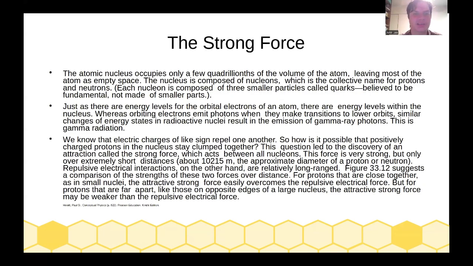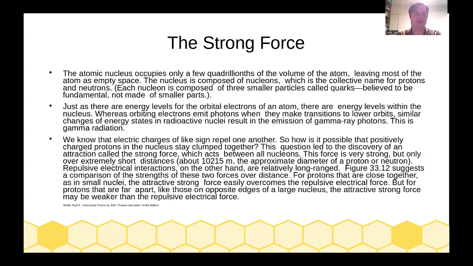The atomic nucleus occupies only a few quadrillionths of the volume of the atom, leaving most of the atom as empty space. The nucleus is composed of nucleons, which is the collective name for protons and neutrons. Each nucleon is composed of three smaller particles called quarks, believed to be fundamental, not made of smaller parts, in the same way that an electron is fundamental.